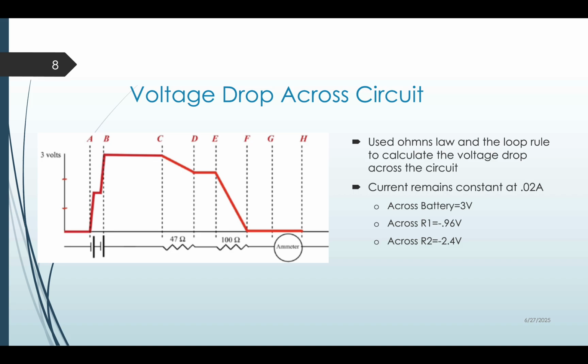So for the voltage drop across the circuit, we used Ohm's law and the loop rule to calculate it. So we see that the current remains constant at 0.02 amps. And then for the voltage drops across the components, we saw a 3 volt increase across the battery, and then a 0.96 volt decrease across R1 and a 2.4 volt decrease across R2.